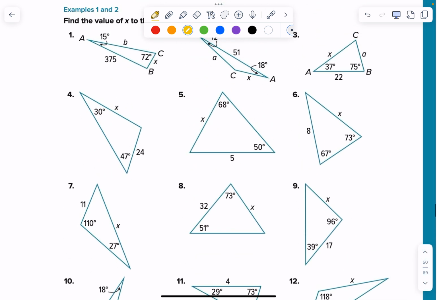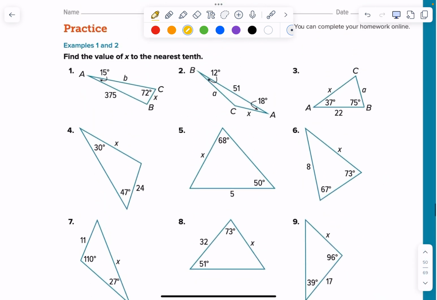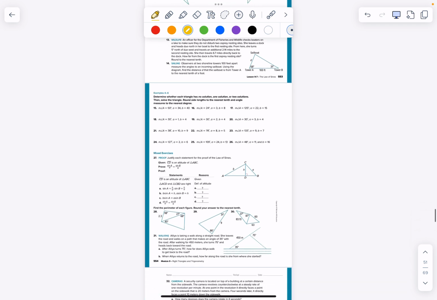Oh, they don't even make you do a hard one. Are you doing degrees, Macy? No. They don't make you solve for an angle yet at all. They don't ever make you do an angle. I wish they did.